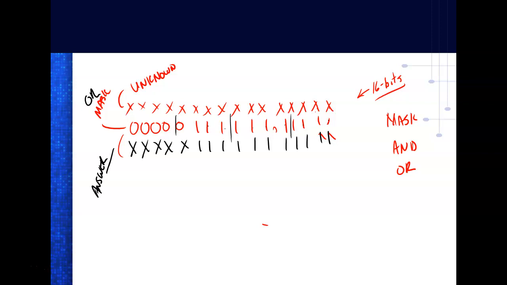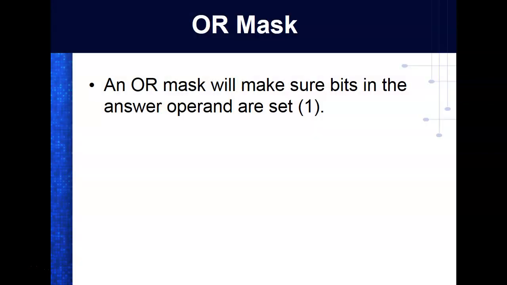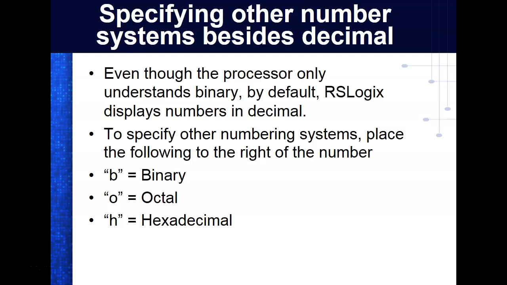So we could, but we don't want to affect the original number. So guess what they got? Oh, by the way, we can specify different bases. Even though the processor only understands binary, by default, RSLogix displays all your numbers in what base? Decimal. But the problem is when we start dealing with these masks, it's almost impossible to deal with decimal anymore, right? You understand? So we would like to be able to use what?